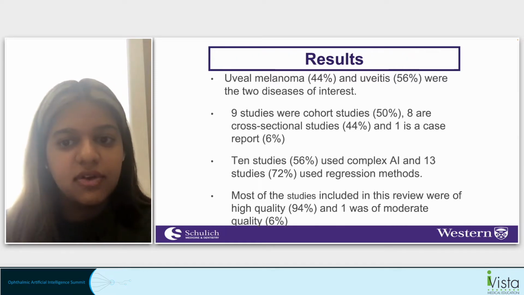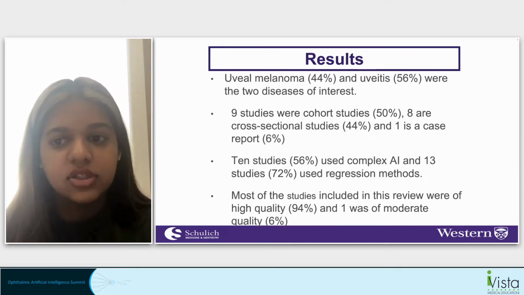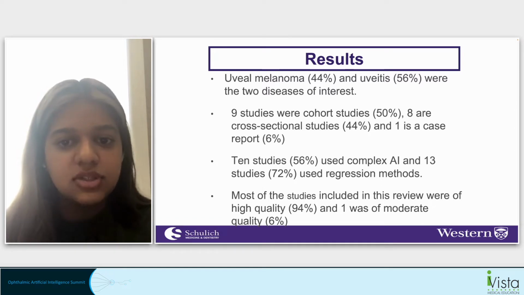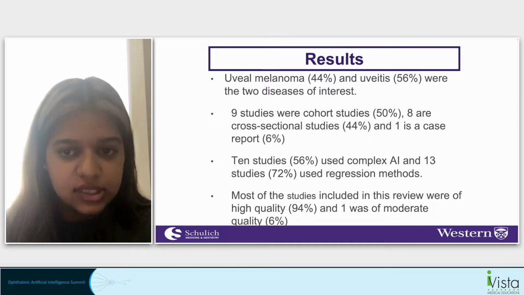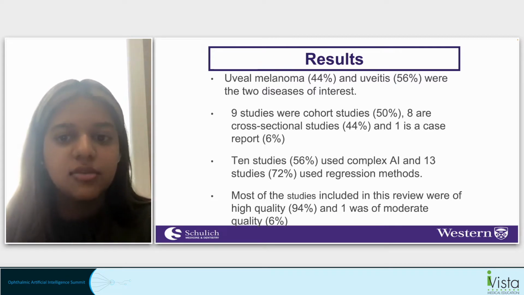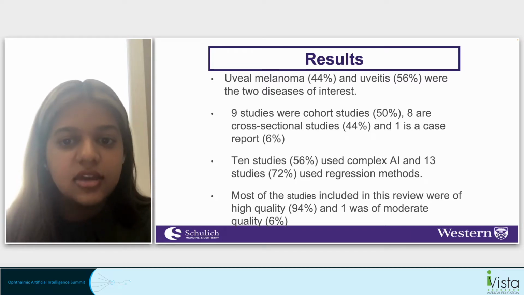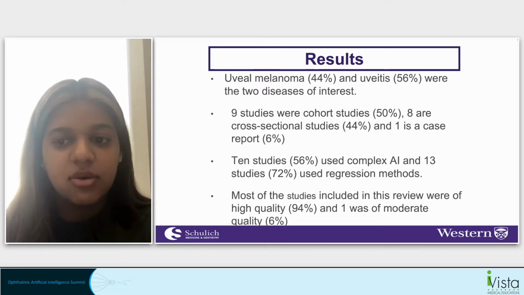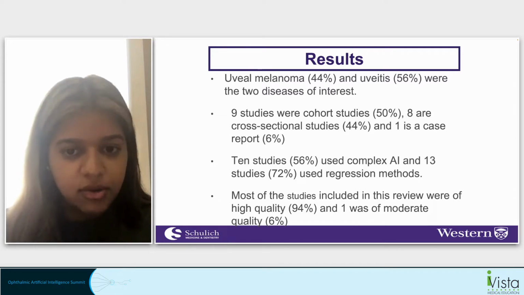For the results, we found that uveal melanoma and uveitis were the two diseases studied using AI methods in the field of uveal diseases. When the studies were classified by study type, we found that 9 studies were cohort studies, 8 were cross-sectional studies, and 1 was a case report. We found that 10 studies used complex AI methods and 13 studies used regression methods. Additionally, after conducting the risk of bias assessment, we found that most of the studies were of high quality and 1 was of moderate quality.